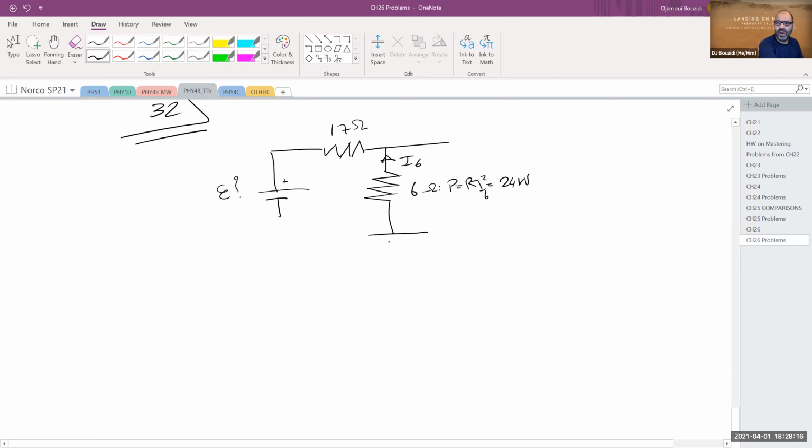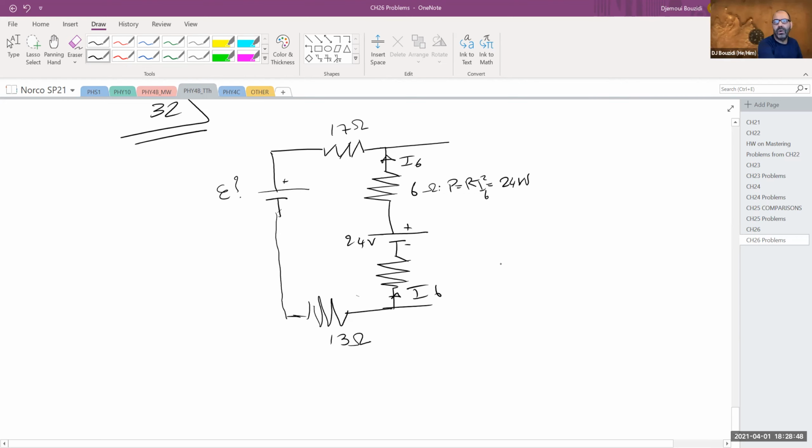And in here we have a battery of 24 volts. And we also have a 3 ohm resistor. That 3 ohm resistor must have the same current because this is the same branch. And the same branch carries the same current. So this is also I6. Whatever current in here, we're going to have it there too. Okay. And now we have a 13 ohm resistor. And these two are connected in this loop.